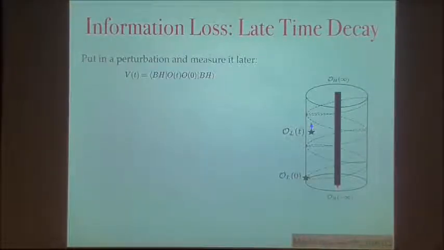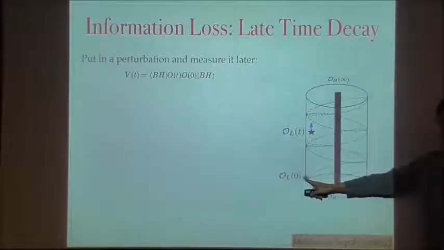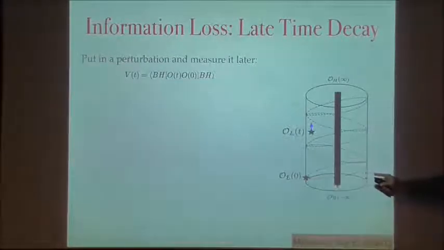But before we go into that, we can already see the first signature of information loss. That's the late time decay. So let's say now we create a black hole in the middle of AdS, a pure state black hole. And we perturb that black hole by putting in some perturbation at t equals 0. And we wait for time t, and then we measure again on the boundary. We make a measurement to see whether the perturbation is still there.